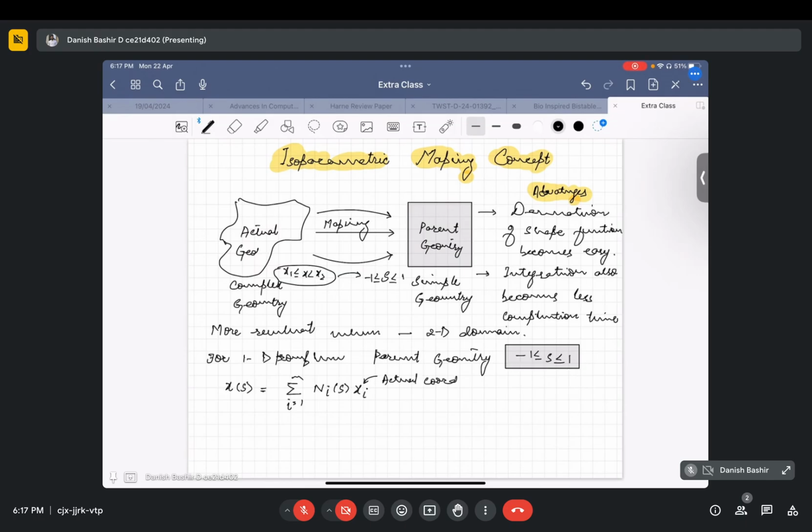Here xi are the actual coordinates, s is the parent element coordinate, and Ni are the shape functions of the parent element. It is the basic formula of this isoparametric mapping. That is, in isoparametric mapping, we relate the parent element coordinates with the actual coordinates with the help of the shape functions of the parent element, which is given by this formula: x of s is equal to summation i running from 1 to n, Ni of s xi. It's very easy.